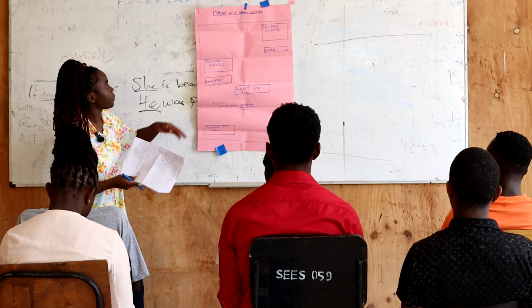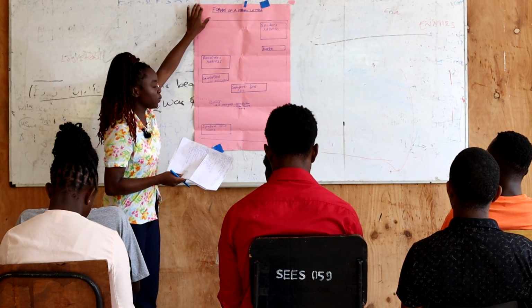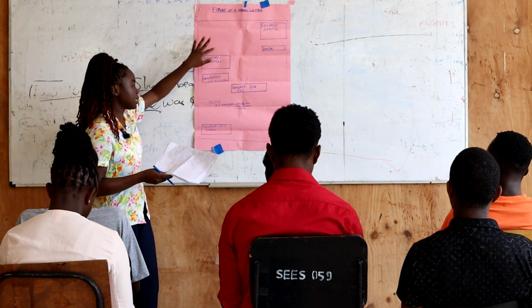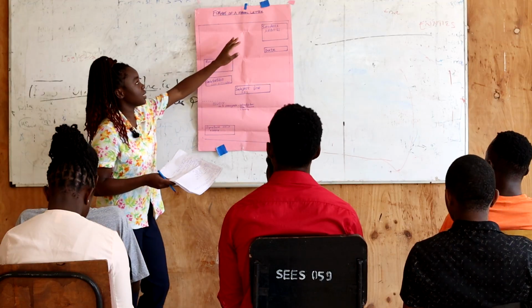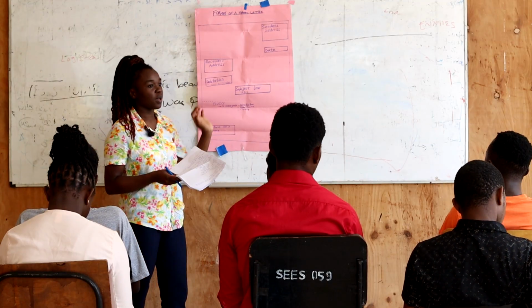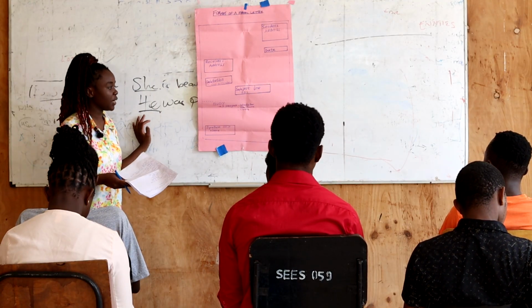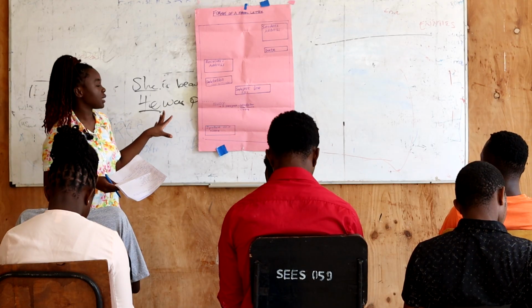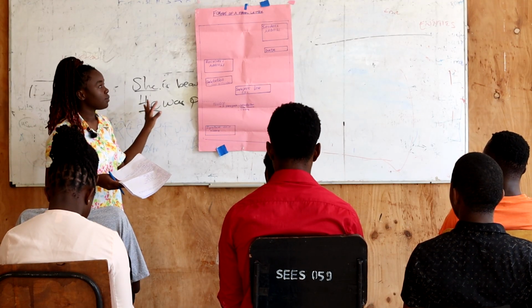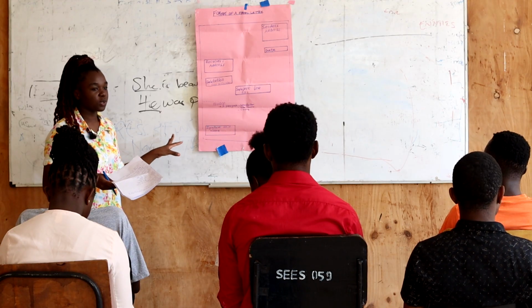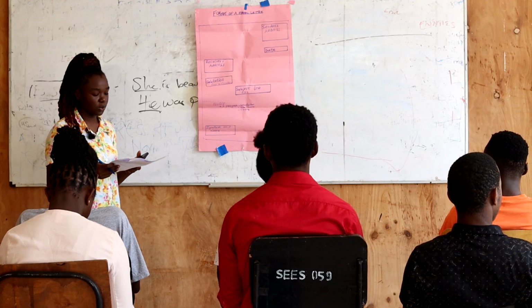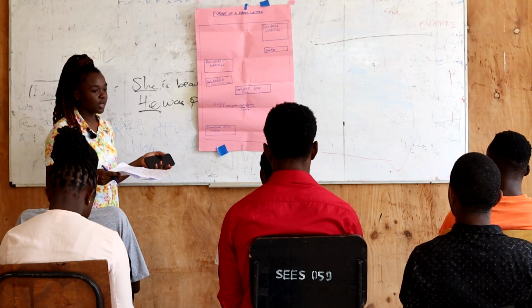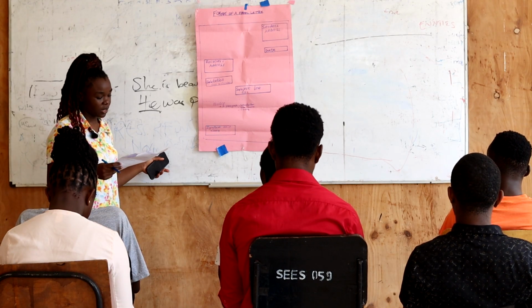So we have the introduction. You introduce yourself in the first paragraph of the letter. Then the main idea: why are you writing this letter? Maybe I'm writing this letter to ask for a job at your company. Then we have the closing. A formal letter is simply a short letter. It's not long like a friendly letter. You go straight to the point of what you want to tell the person in the office.